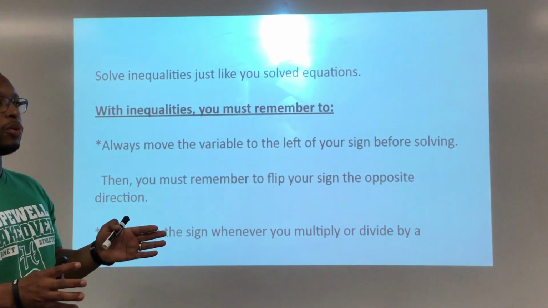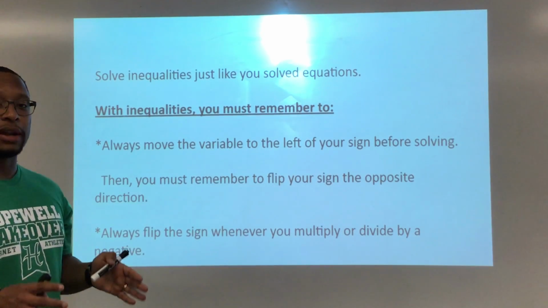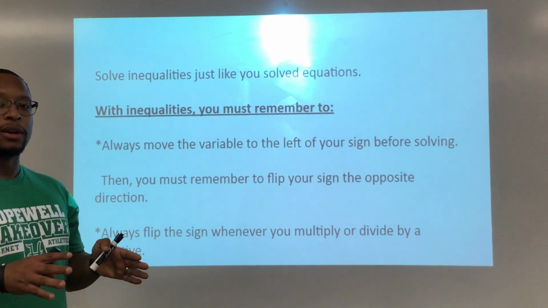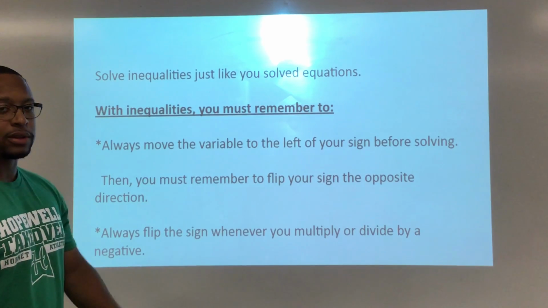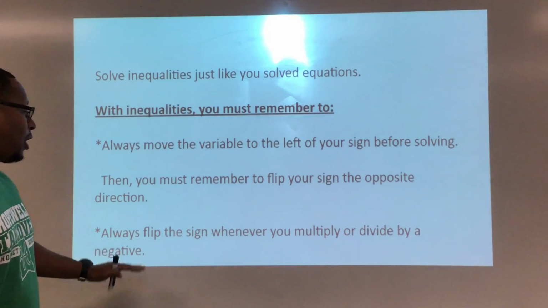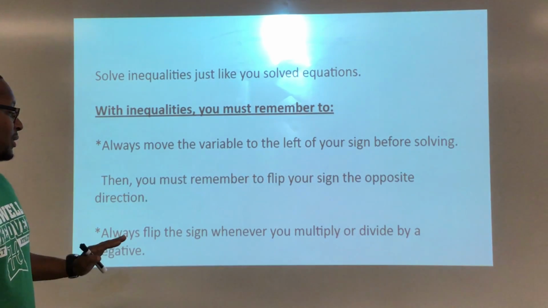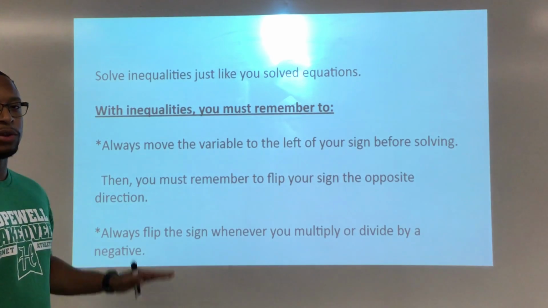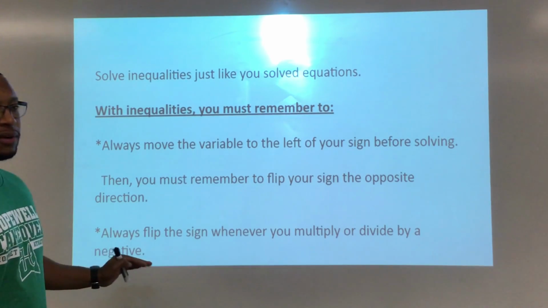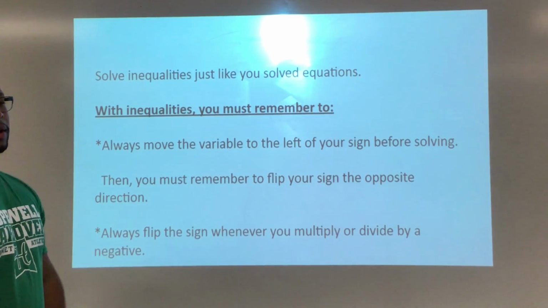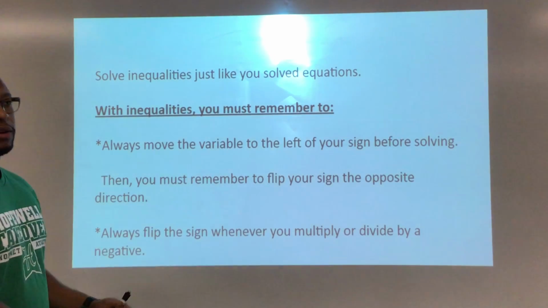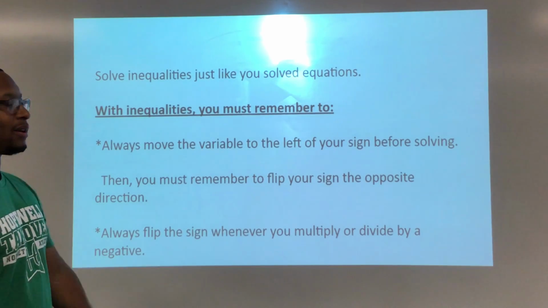So whenever you move the variable over to the left, if it's not already there, you do have to make sure that the sign flips as well. And you're going to see we're going to cover an example like that. And also, you always flip the sign whenever you multiply or divide both sides by a negative number. I know that may sound like a lot, but just know we're going to get into the examples.